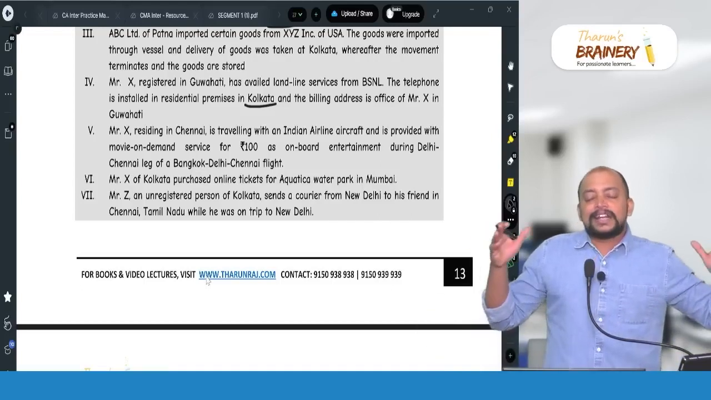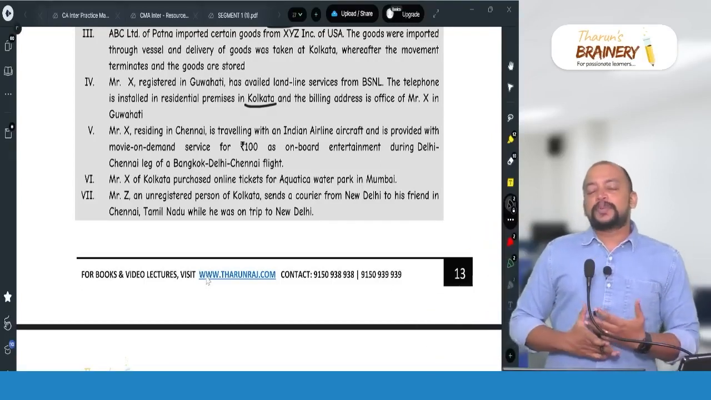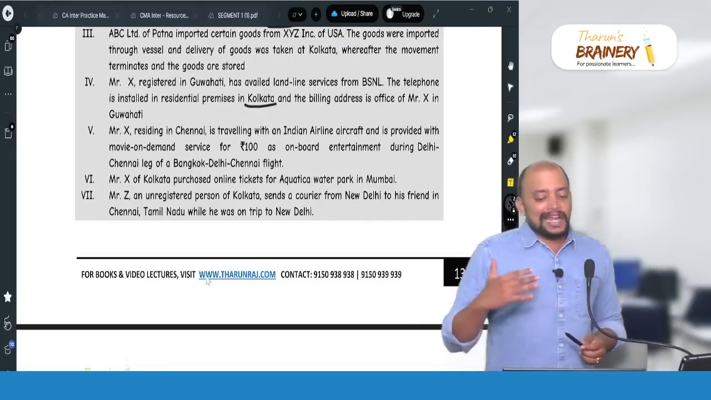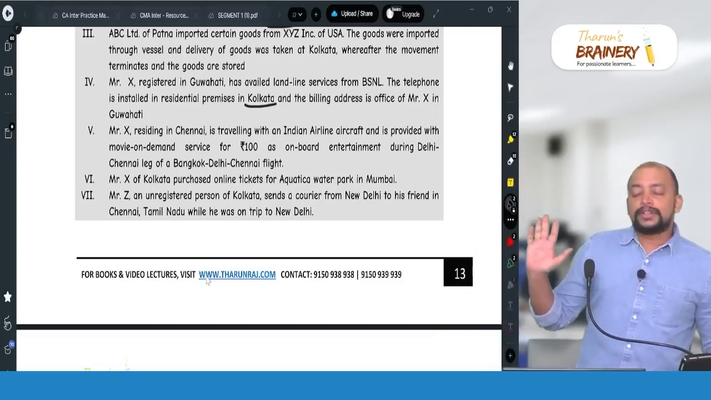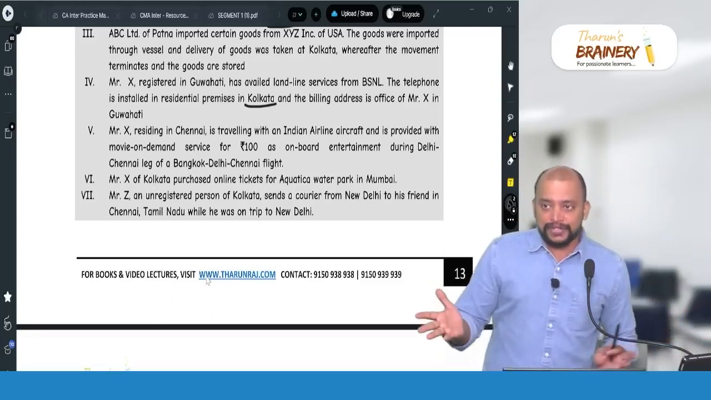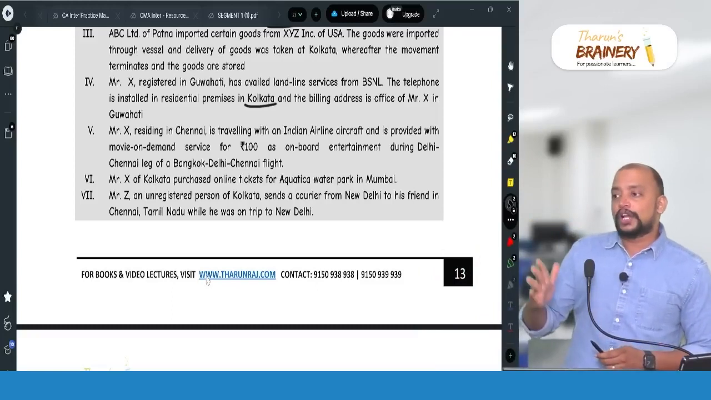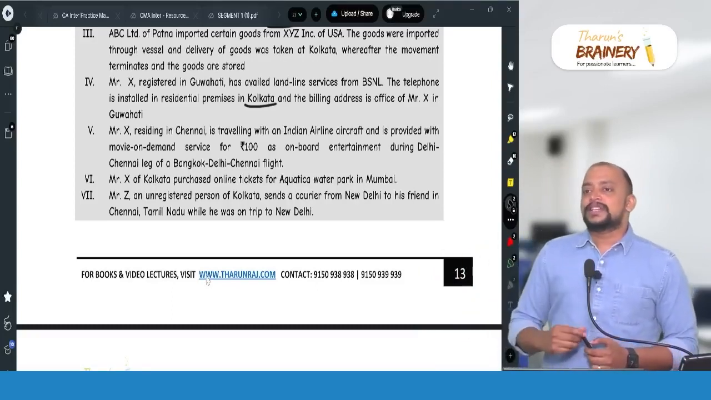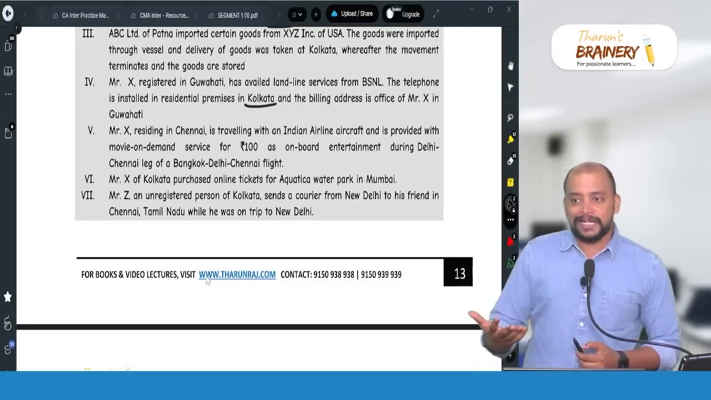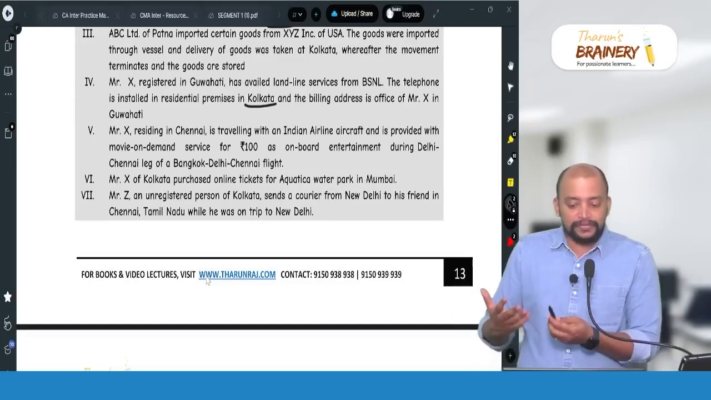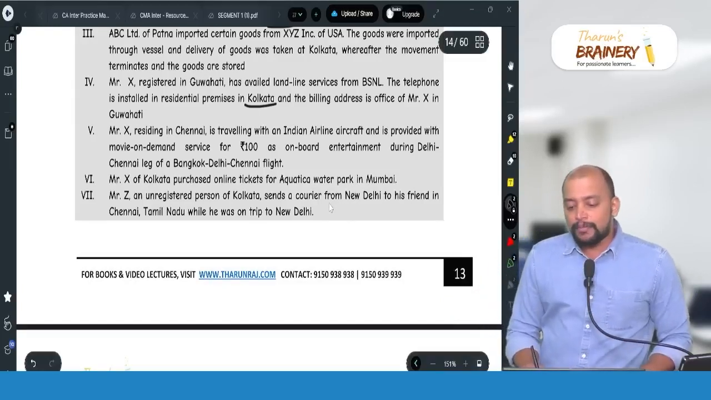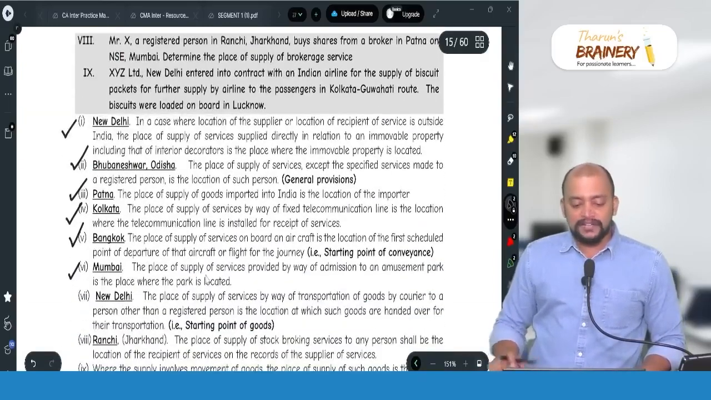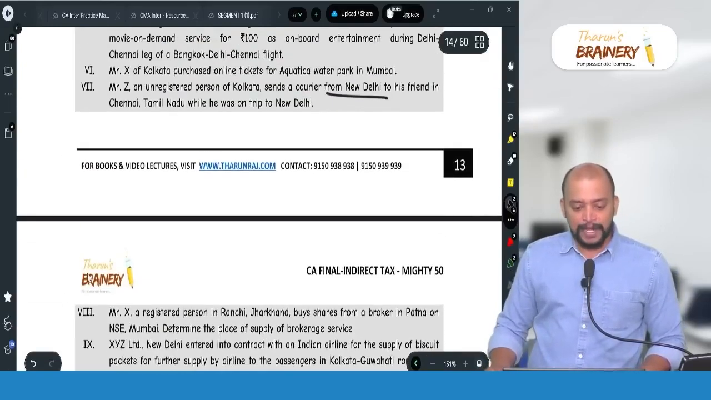This is transportation of goods. Transportation of goods, is it India to outside India? No. So then we need to see B2B or B2C. It is section 12 only. It is not B2B, it is B2C. For B2C, starting point of the goods will be taken as the place of supply. The starting point of the goods is New Delhi. So therefore, New Delhi will be taken as the place of supply.